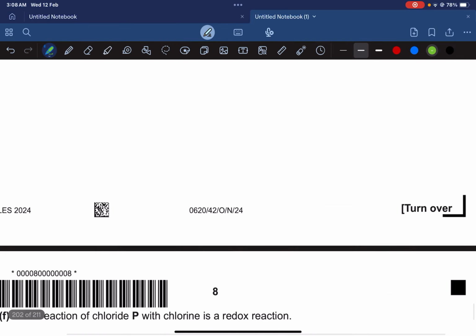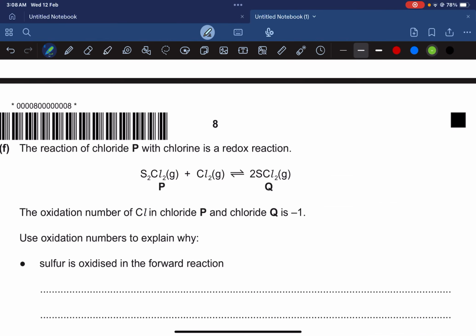Let's move on to the next question, which says the reaction of chloride P with chlorine is a redox reaction. This is chloride P and it is a redox reaction. The oxidation number of chlorine in chloride P and chloride Q is -1. Use oxidation numbers to explain why sulfur is oxidized in the forward reaction. This is the forward reaction and they're saying that sulfur is oxidized.